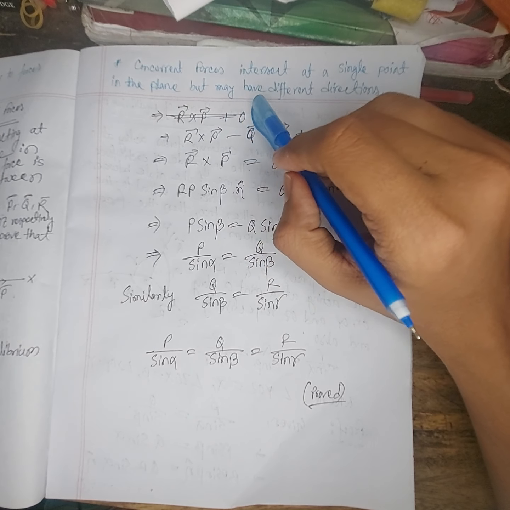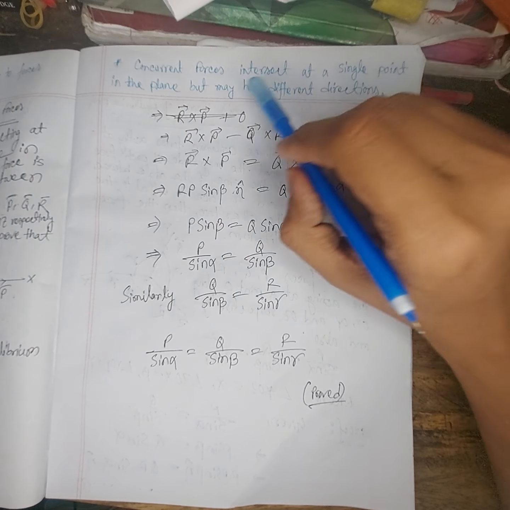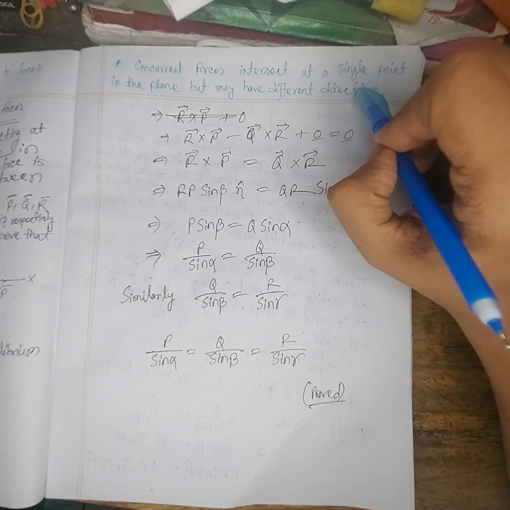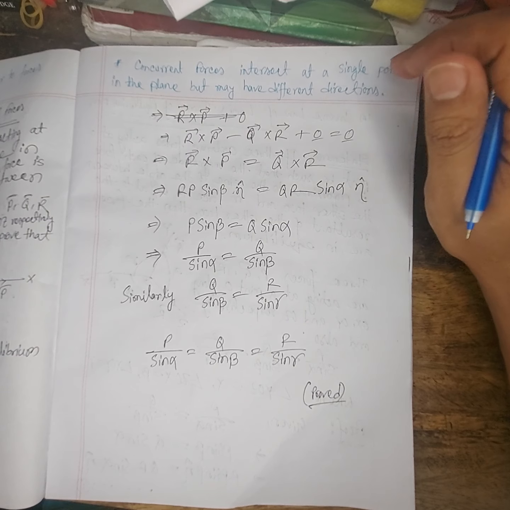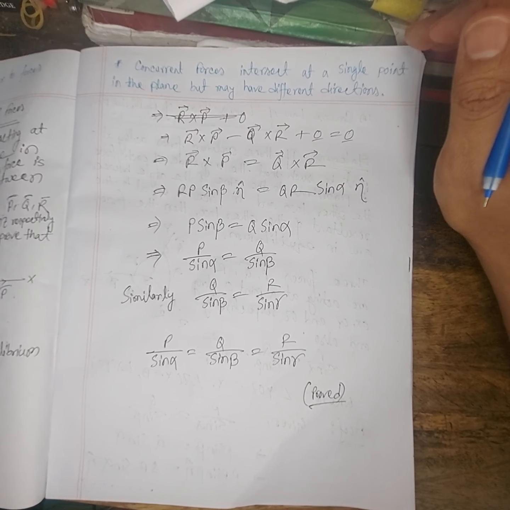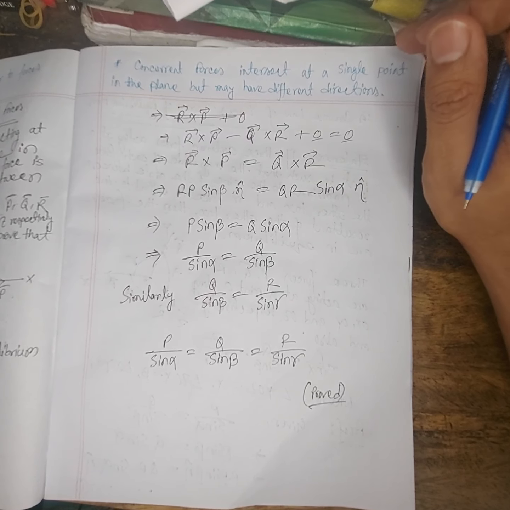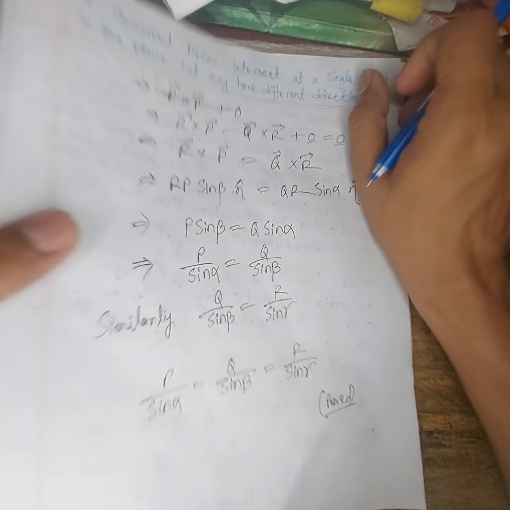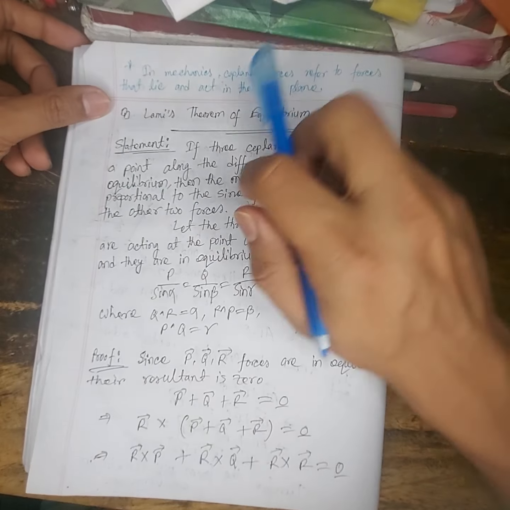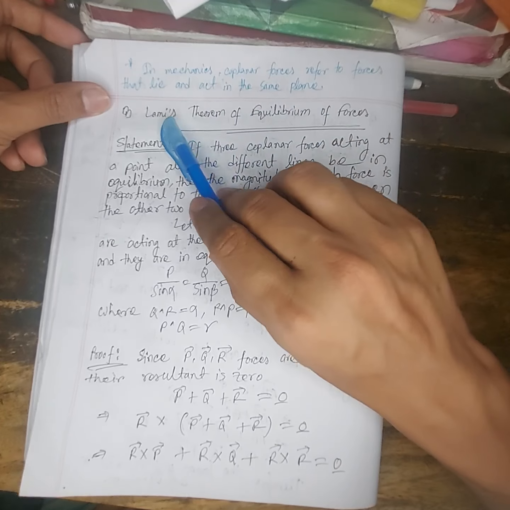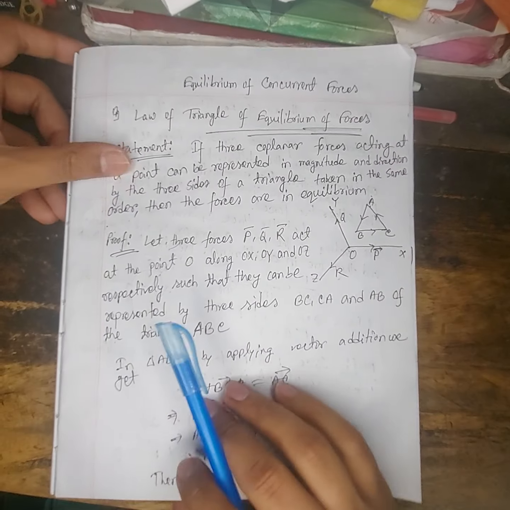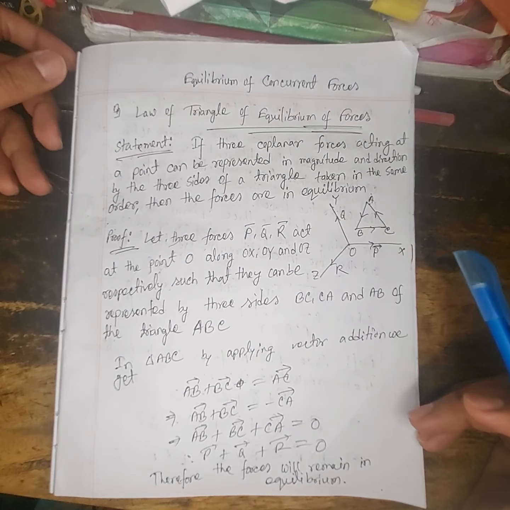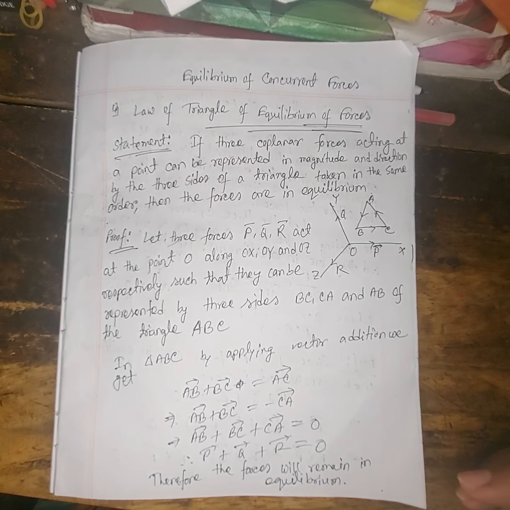Concurrent forces intersect at a single point in the plane but may have different directions. And we also need coplanar forces. Coplanar forces refer to forces that lie and act in the same plane. Now our theorem was stated, and here I am going to discuss the proof of this theorem with you.